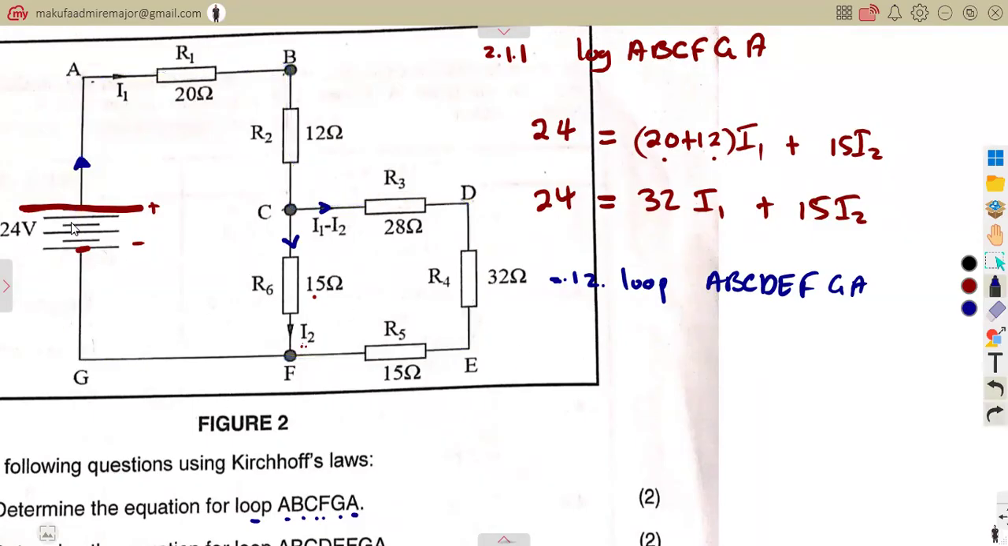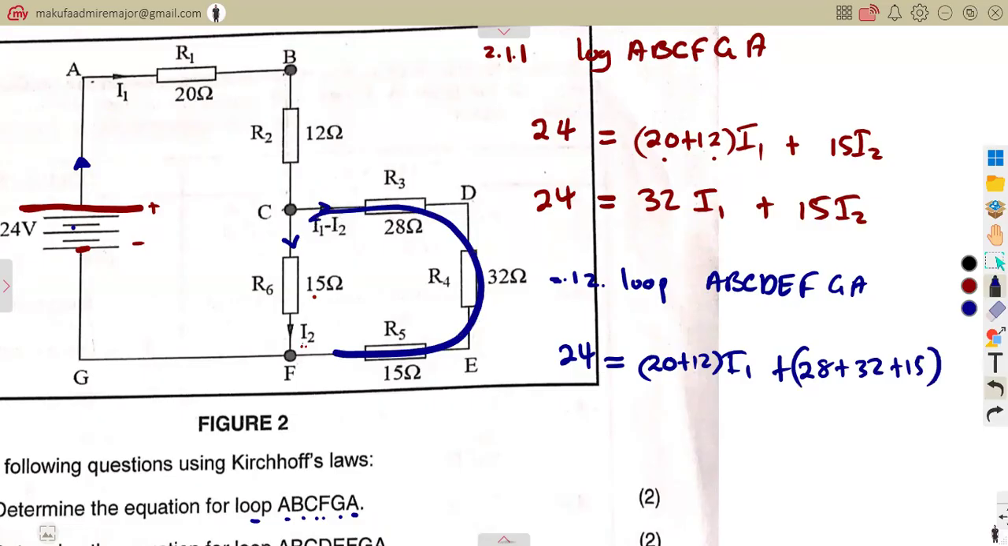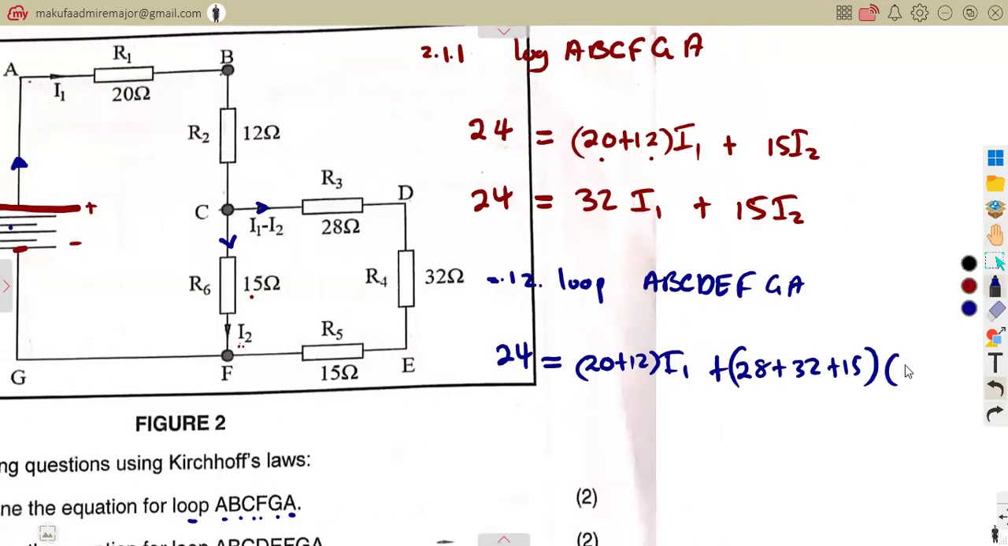All right, so we have a voltage source of 24. So this 24 is equal to the voltage drop from A to C, still the same way that we did previously. We add 20 plus 12 times current 1. Then if we move from C, we're going to combine C, D, E, F, the same current that is flowing here. So we are going to add all these resistors under the same current. That's 28 plus 32 plus 15. This is a single resistor in series. Same current is going to flow. So you multiply by the current, that is I1 minus I2.